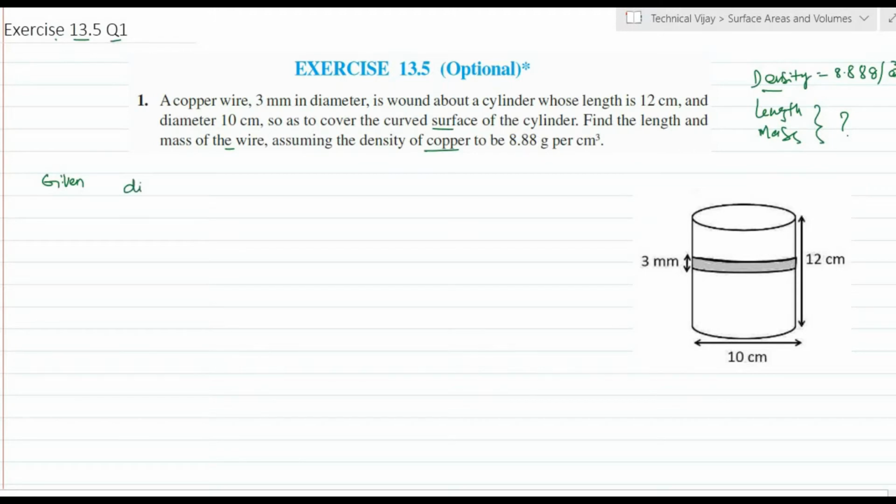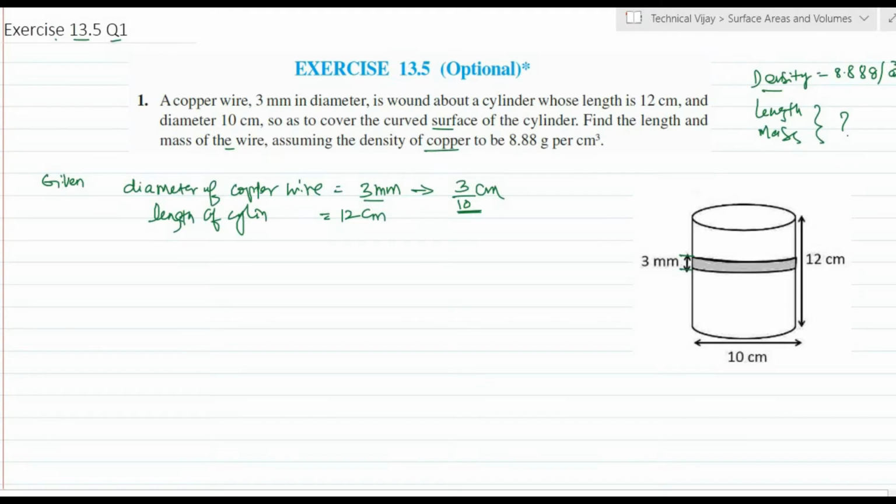Given the diameter of the copper wire is equal to 3 mm. So this wire will cover 3 mm; that is, for one round it will cover 3 mm of the length of the cylinder. The total length of the cylinder is 12 centimeter. Now we will convert this into centimeter. The diameter of the copper wire is 3 mm, so this is 3 divided by 10, that is 3 by 10 centimeter. So 3 by 10 centimeter will be covered for one round.